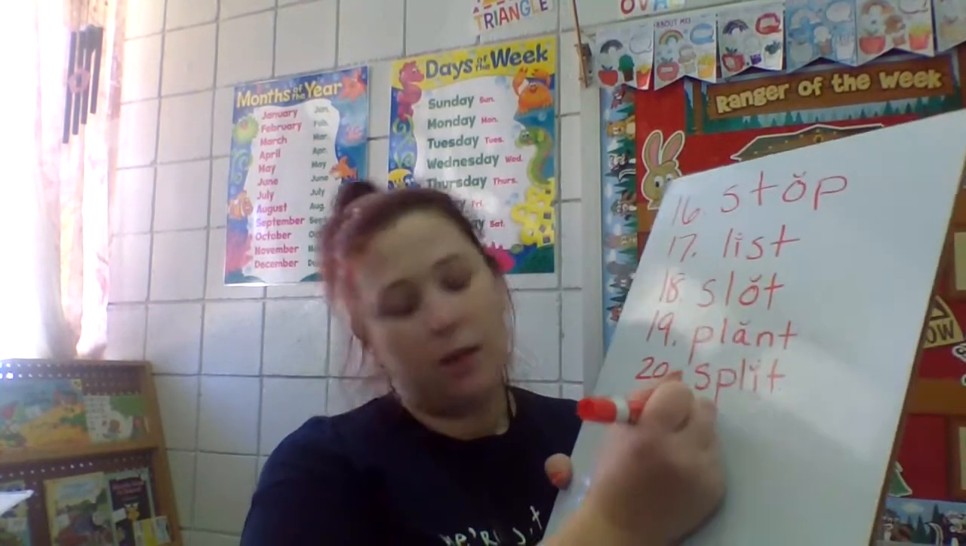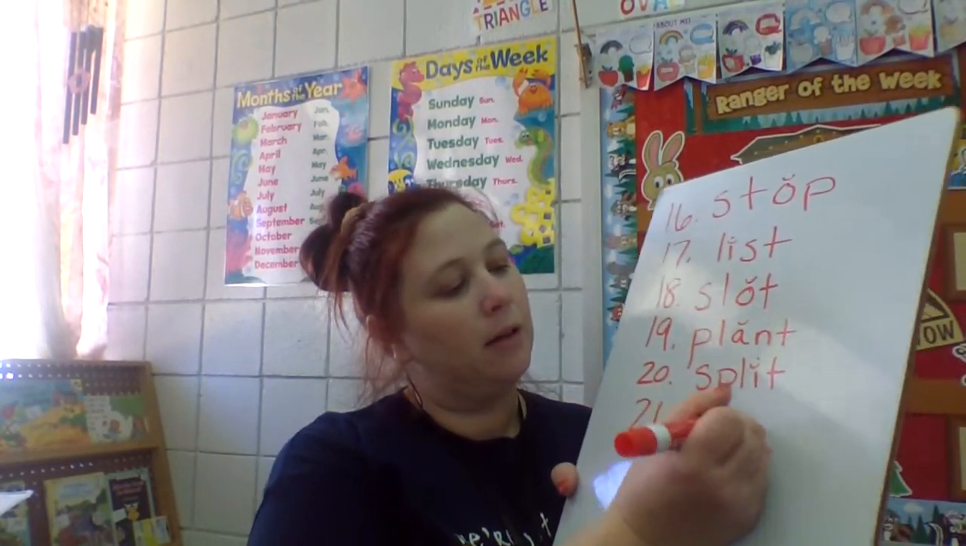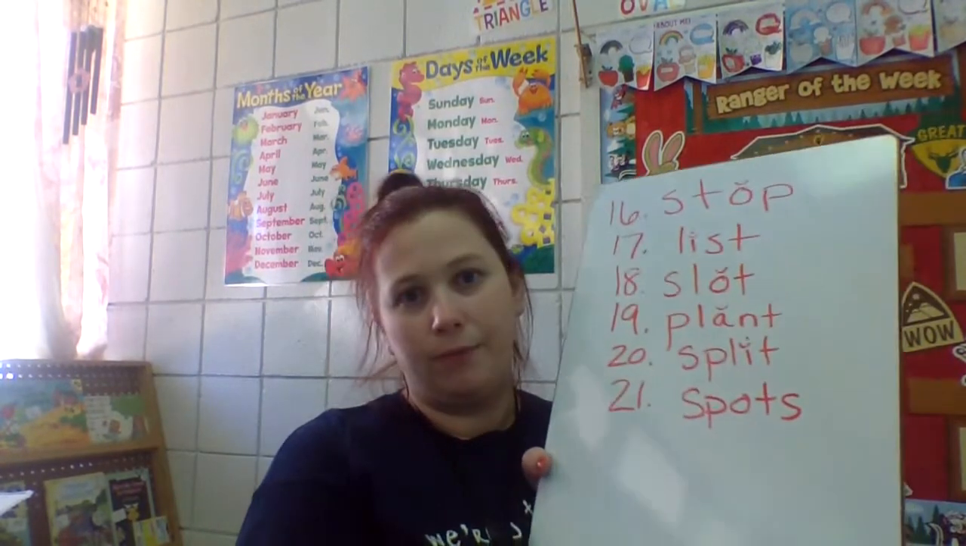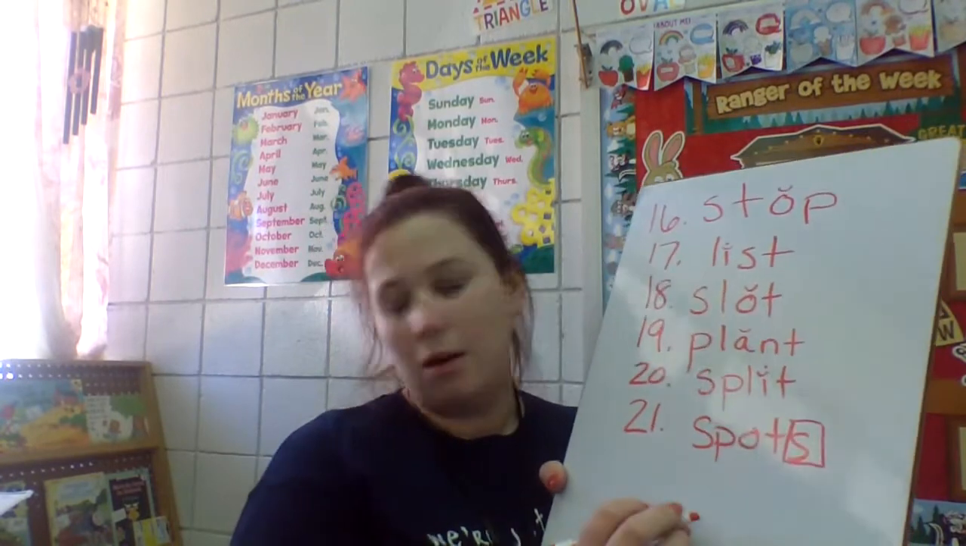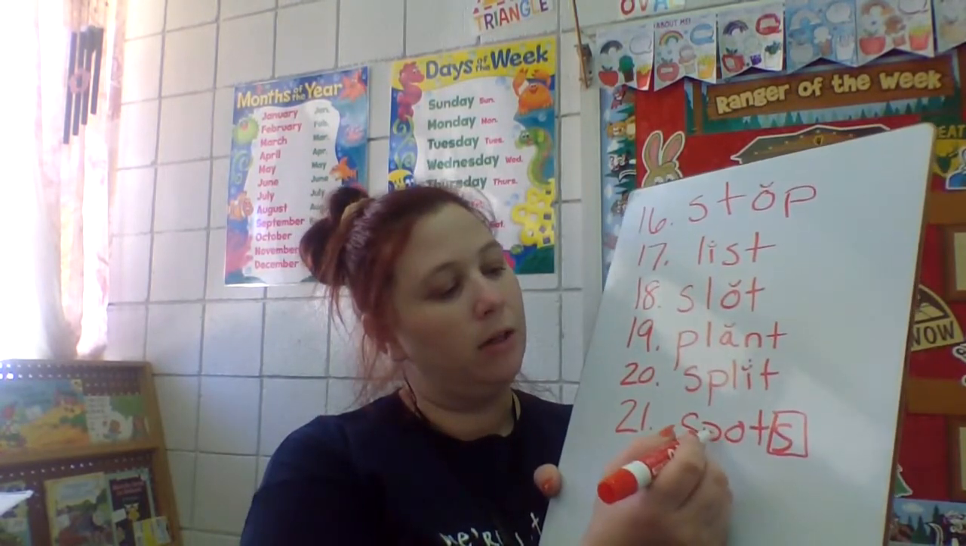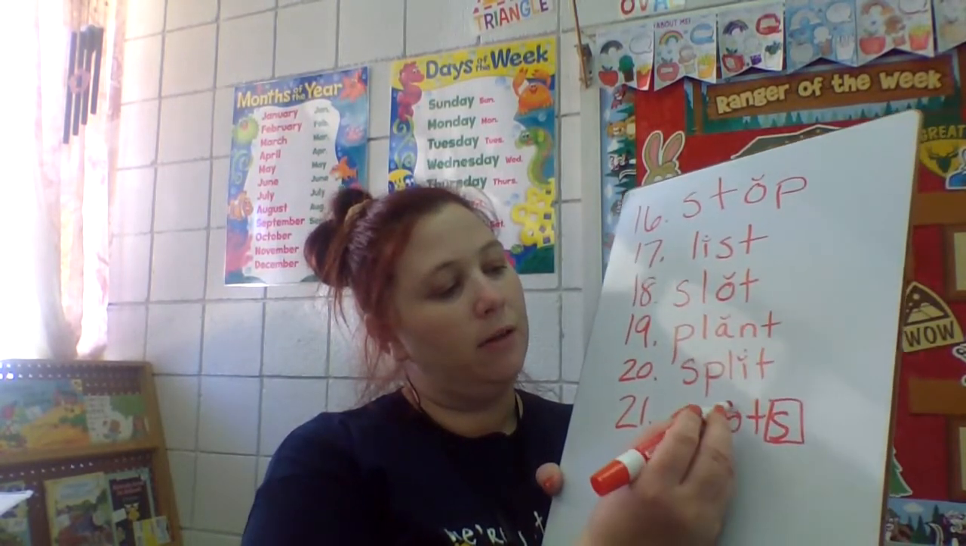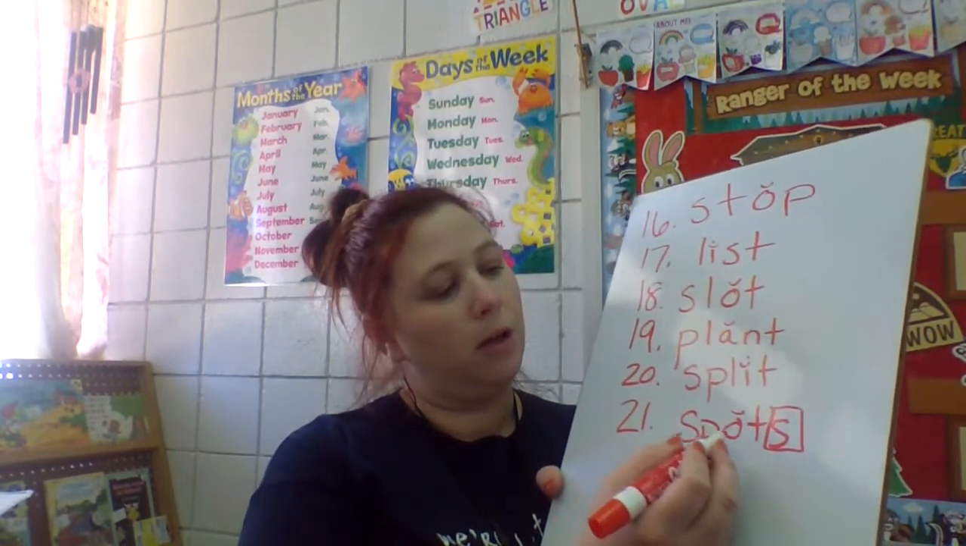21. Spots. What do we see here? A suffix. Our S gets a box, and then we code it like regularly. We have vowel, consonant, our vowel gets a breve. Spots.